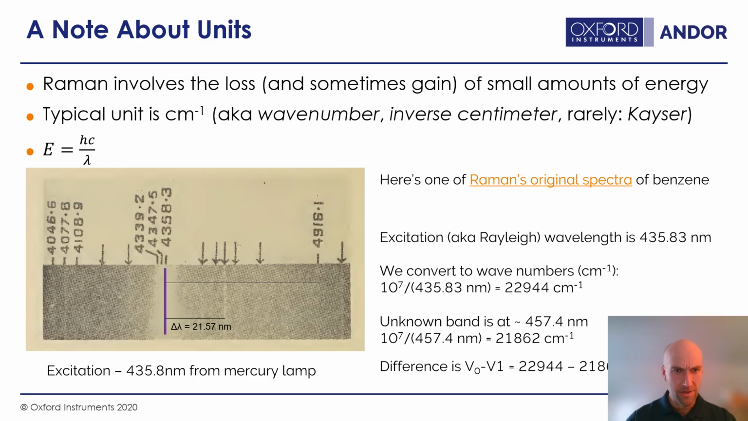There's some unknown band, where is it? Here, and it is about at 457.4 nanometers. So what is the actual Raman shift there? Well, we take the excitation in wave numbers, subtract the unknown band in wave numbers, and we get, although I think my head is covering it, about 1,000 wave number shift.